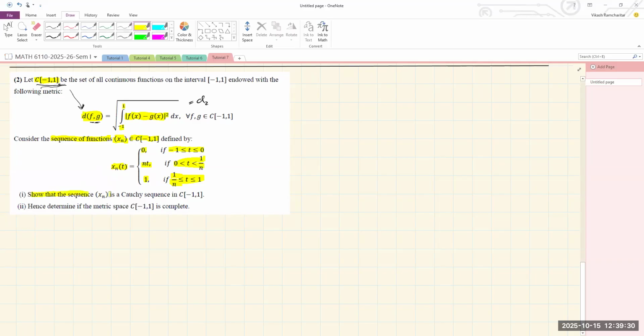Our first task is to show that this particular sequence is a Cauchy sequence. And then the second part is they're asking us to determine if this metric space is complete. For this particular example, it's not necessary to do this question, but it really helps if we have an idea or a drawing of what these functions look like. It's defined on the interval -1 to 1. Maybe this height here is 1.